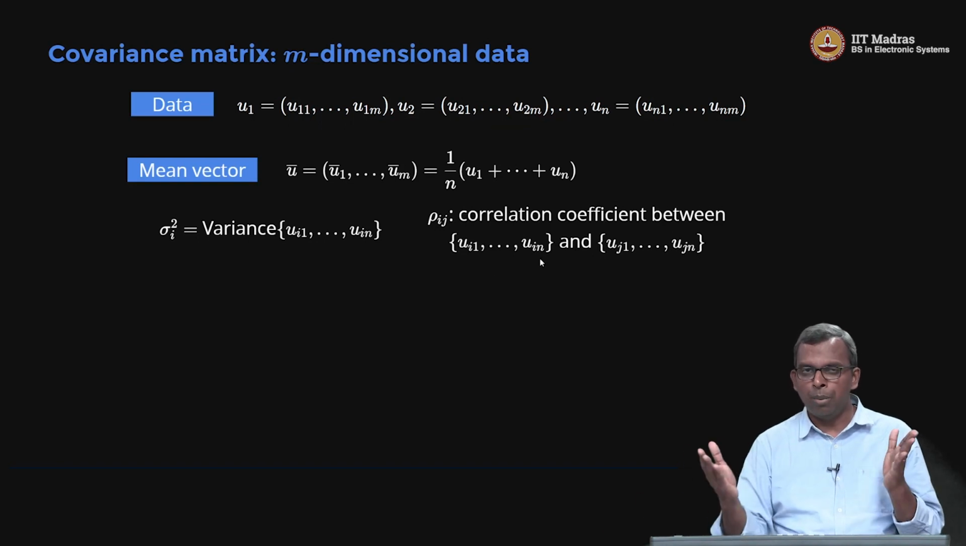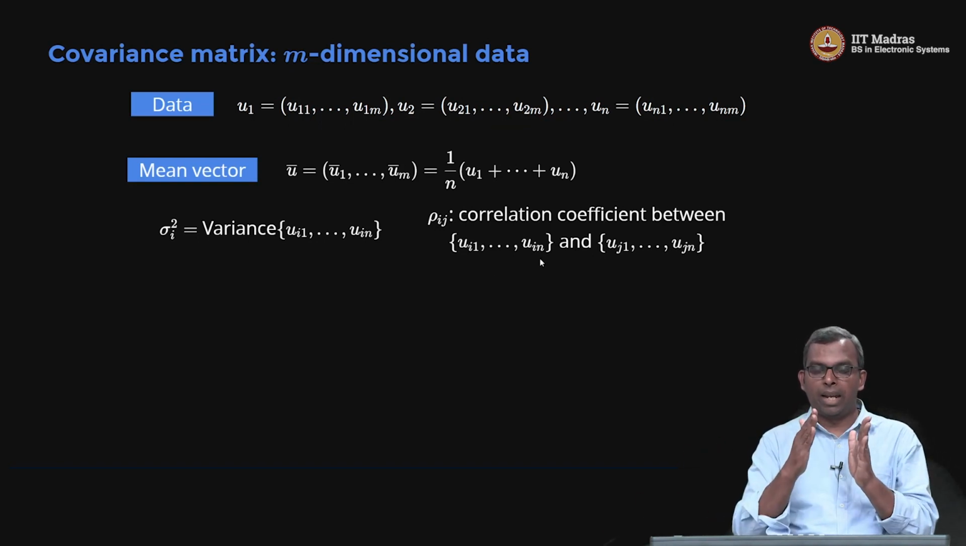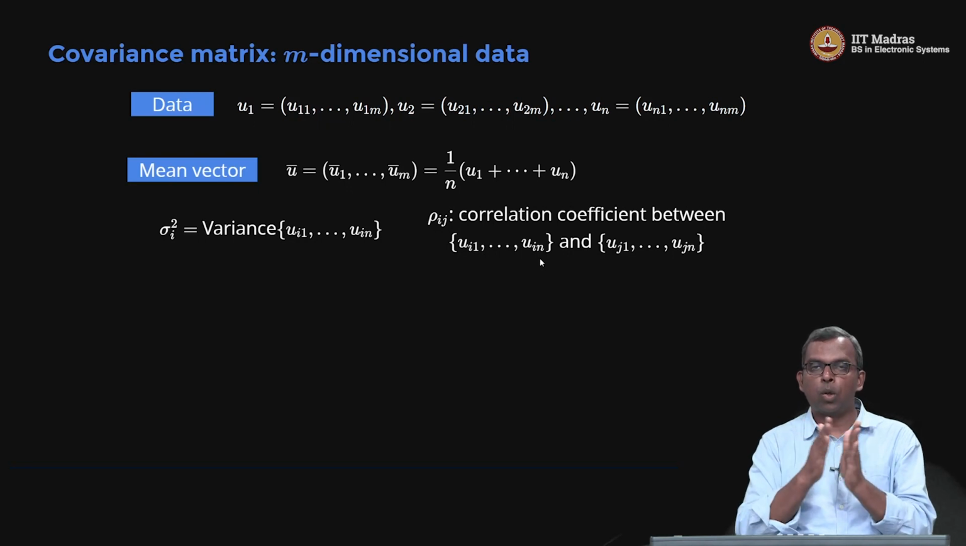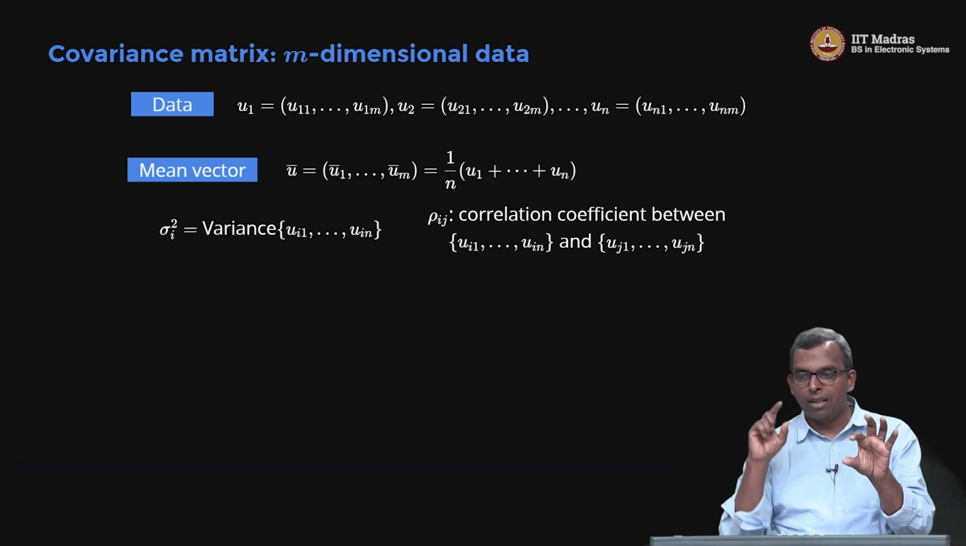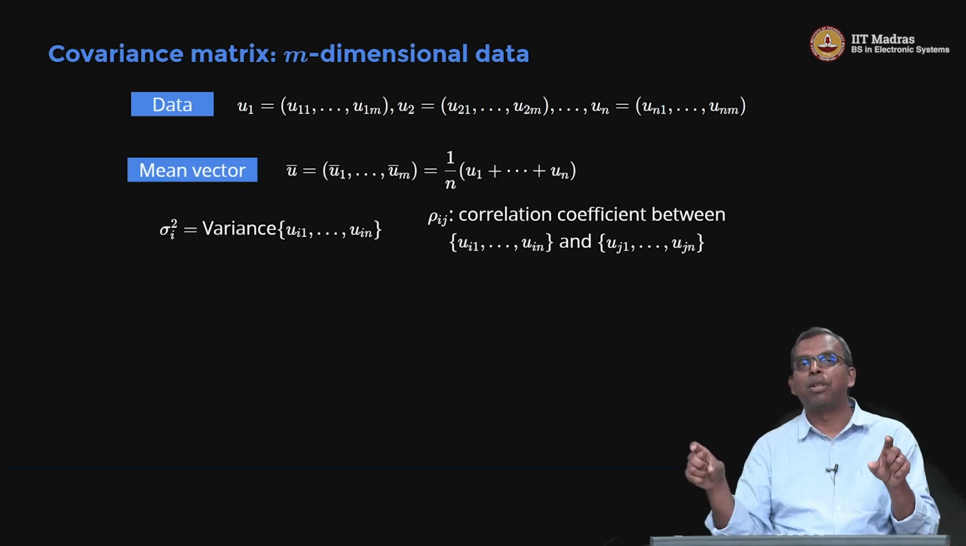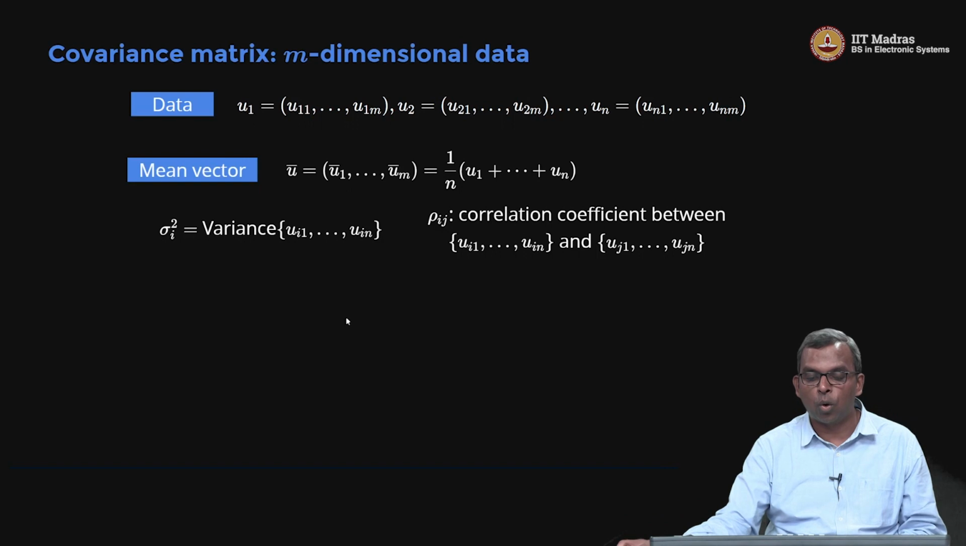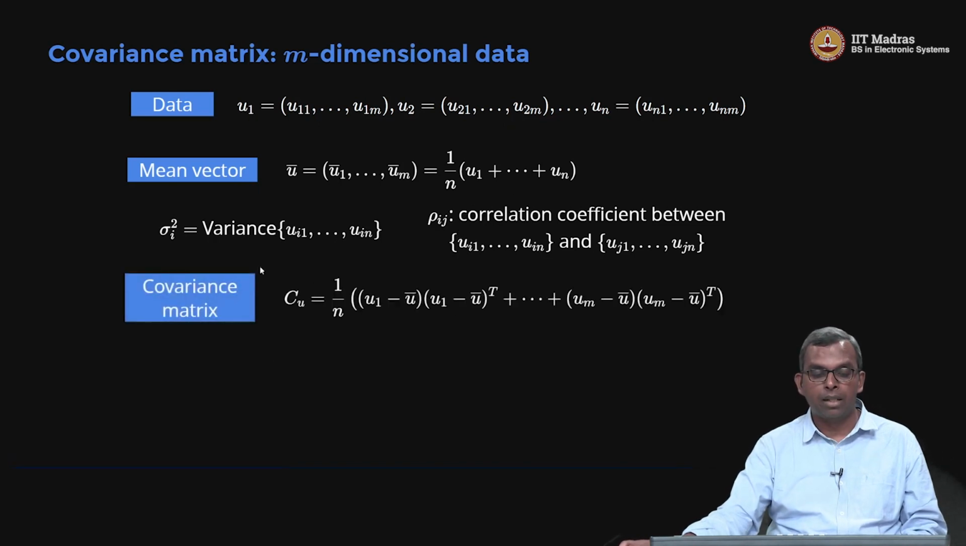Previously we had only two vectors, x and y, right? So you could do one correlation between them. Now if you have m of them, I can pick any i and any j, ask for the correlation between them, right? So I can do that. That is called rho ij. And sigma i squared likewise is the variance. So now I have mean, I have variance, I have correlation coefficient. I can start defining my covariance matrix.